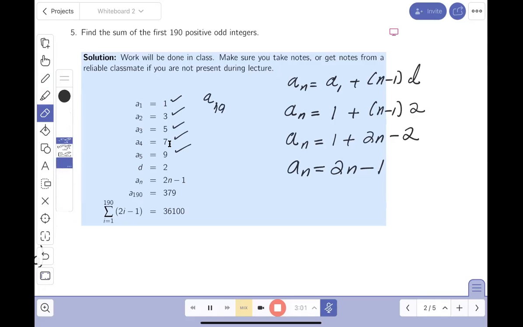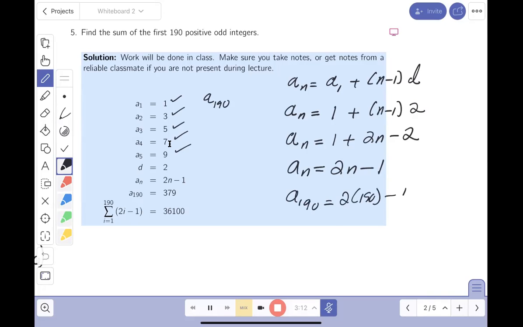Let me get my eraser out. That doesn't look right. What's A190? It couldn't be easier. It's 2 times 190 minus 1. And what's 2 times 190? Well, let's see. I guess that would be 380 minus 1, which is 379. All right, what are we doing? We're adding this together. 190 terms, right? This would be awful to put down.